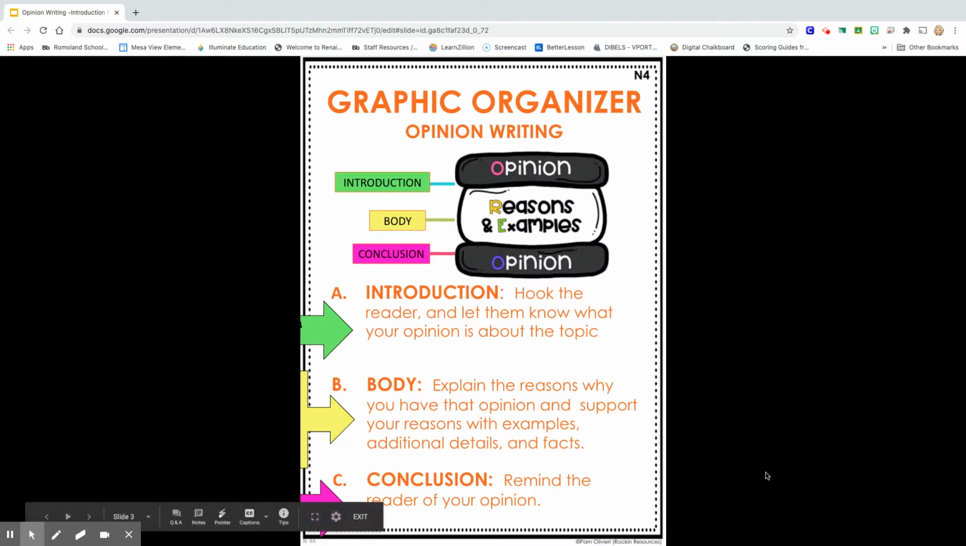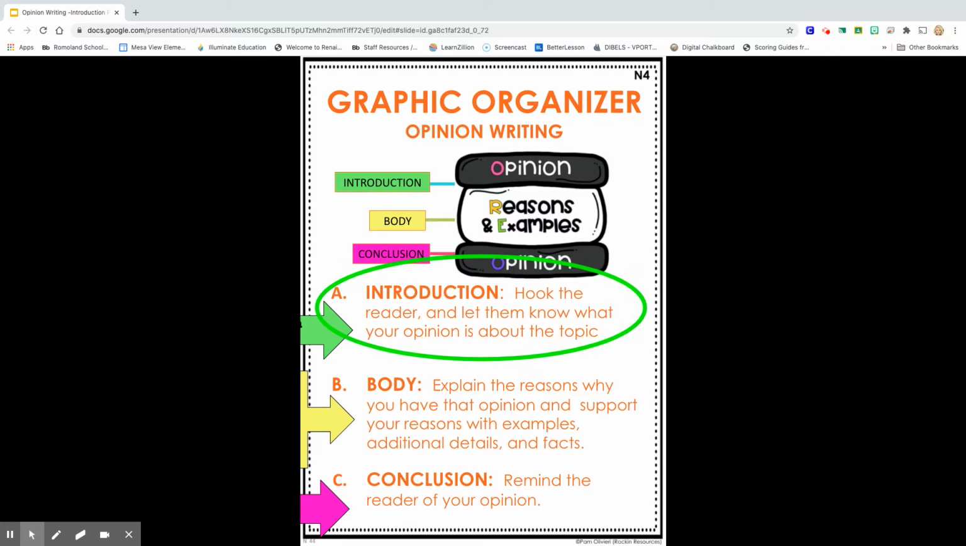So remember, when we think about how we organize our essay and we think about the Oreo, we first want to state our opinion in our introduction. And of course, in our body, we're going to be giving our reasons and examples. And in our conclusion, we're going to focus again on restating and reminding the reader of our opinion. But today, like I said, we're going to focus just on this introduction.